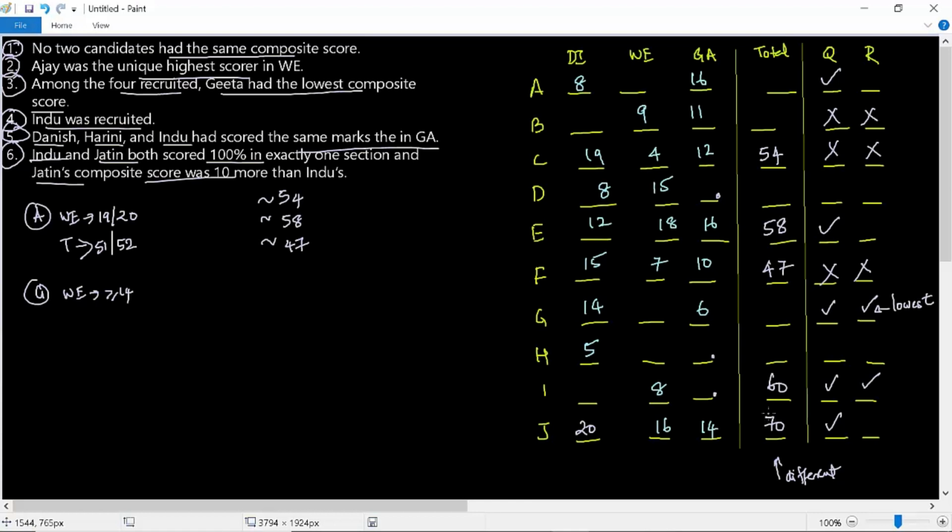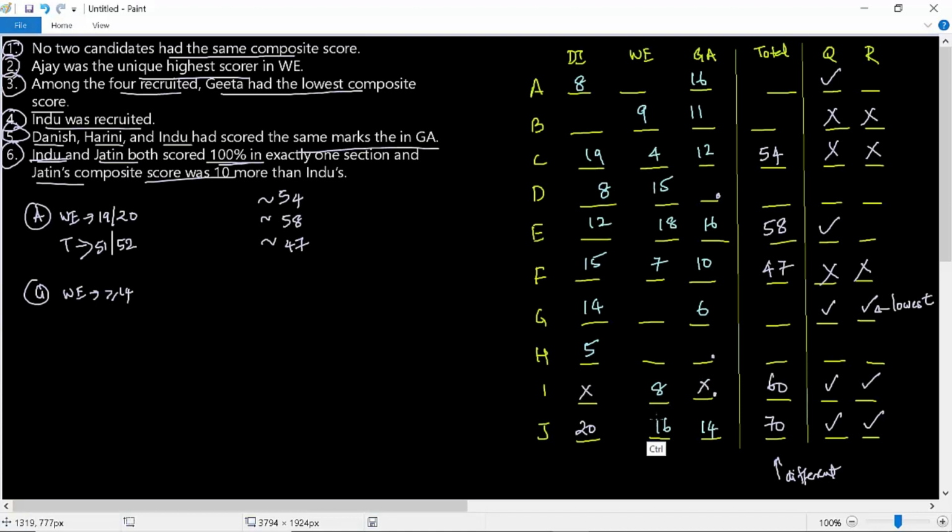Okay, a few inferences we could draw straight away. If 60 would have got recruited, 70 will also get recruited. So it's a fact that now Jatin has to be recruited. Great. The number 2 is that Indu also scored 100% in exactly one section. Now either this is a 20 or that is a 20.